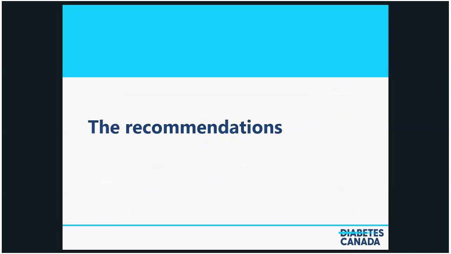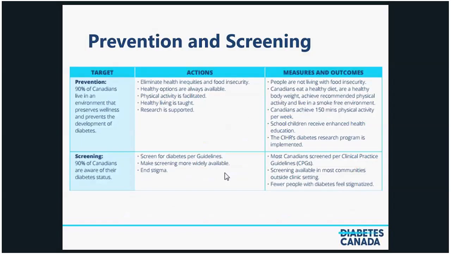So these are the recommendations that we have made. You'll notice on slide 15, we start with recommendations on the categories of prevention and screening. So again, vis-a-vis the target that we have for preventing people from developing type 2 diabetes in the first place, we're proposing 5 actions.